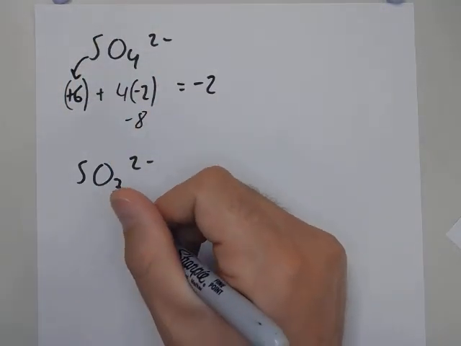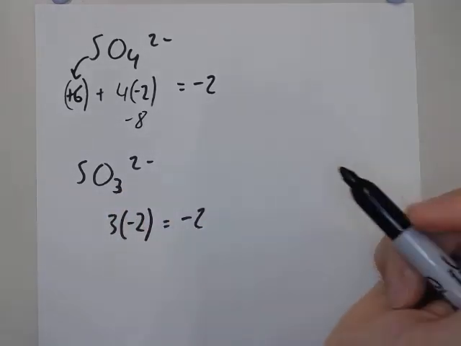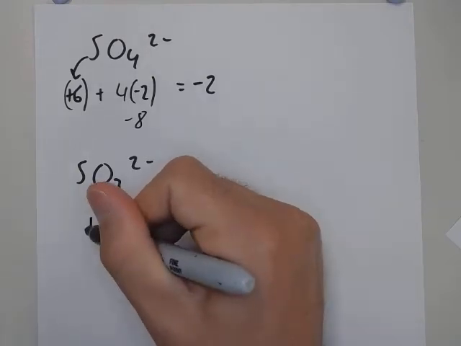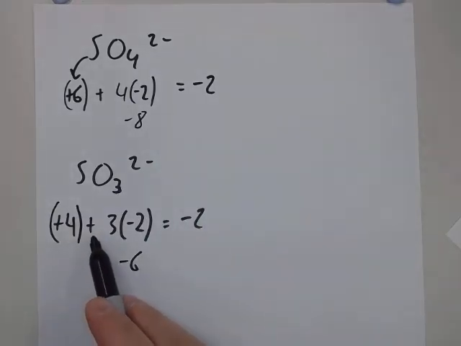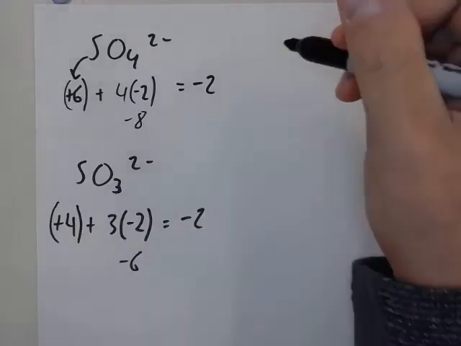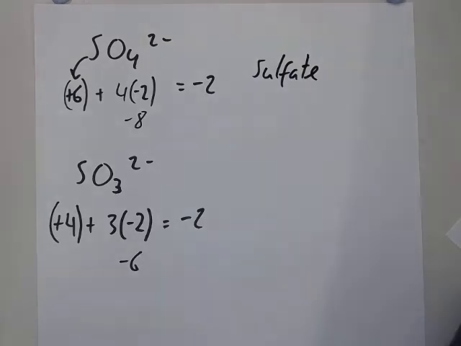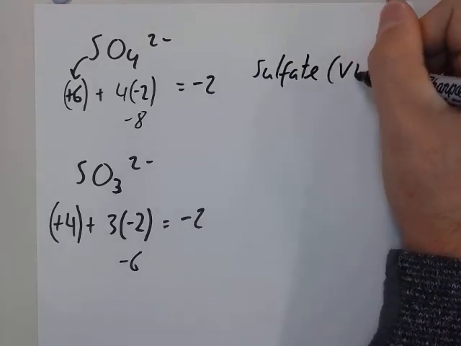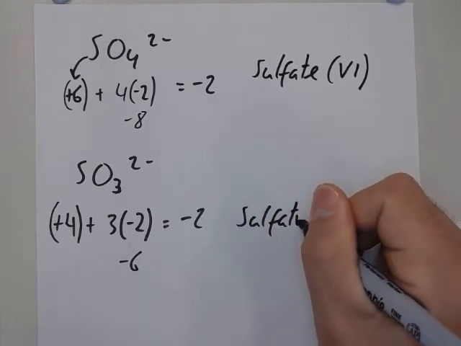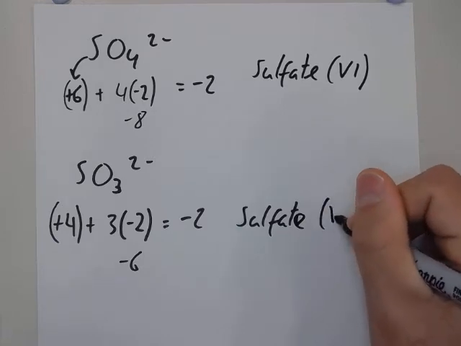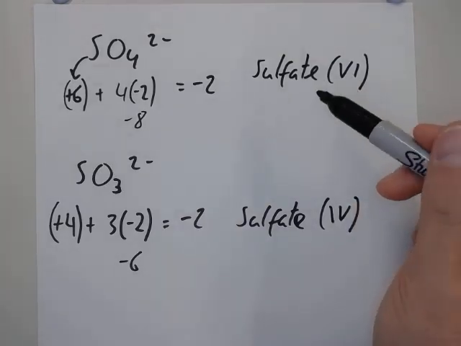In this one, again it's got to equal -2, but this time we've got 3 lots of oxygen, so 3 lots of -2, which is -6. So the sulfur here will have to be +4. +4 plus 3 lots of -2 gives you -2. So they're both sulfates, but this one is sulfate(VI), that's VI, and this is sulfate(IV), so it's IV.